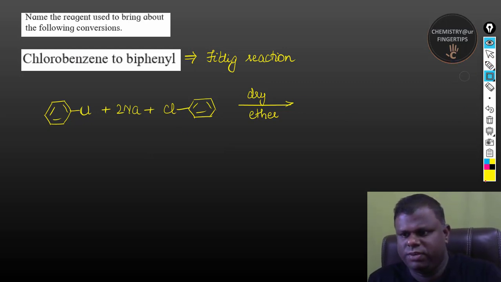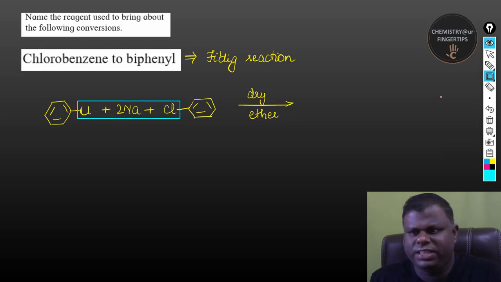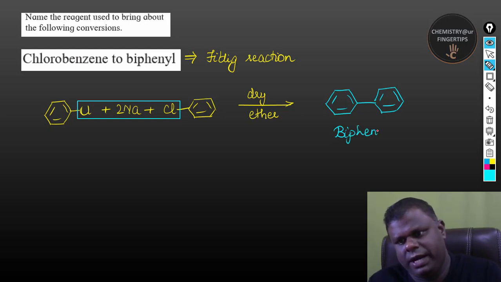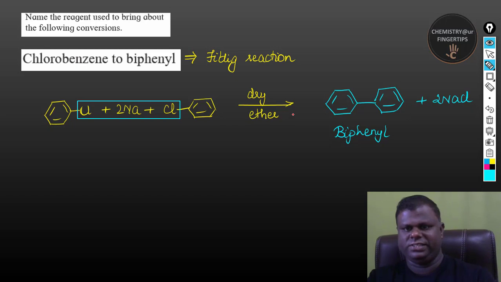What happens over here is pretty simple to understand. The two Cl go with Na, as a result of which you get a biphenyl, or diphenyl. I'm going to write here the biphenyl ring. Very simple and easy to understand. Let me label this: this is the biphenyl, and the byproduct is 2NaCl. Simple, a direct conversion, you can say.